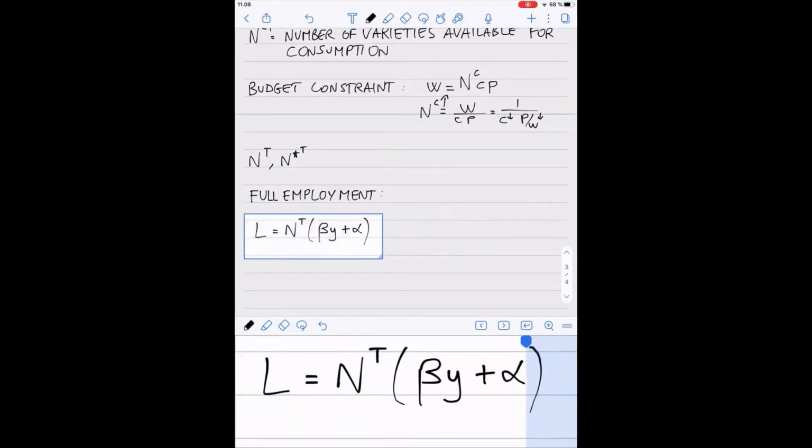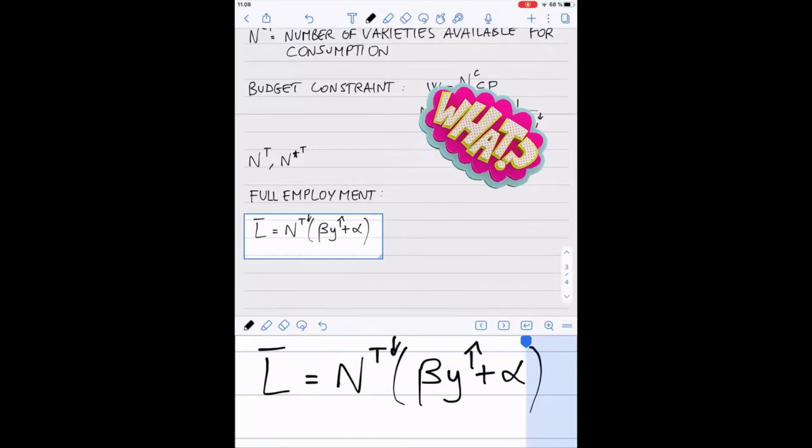Okay. Now, in this case, we're looking at the full employment condition for each country. So we cannot think that L is increasing. If you thought that L was increasing in the full employment condition, you're not finding the number of varieties in each country, you're finding the total number of varieties produced, summing together the varieties produced in each country. So in this case, L here remains constant. We know that Y increases, and so N_T declines.